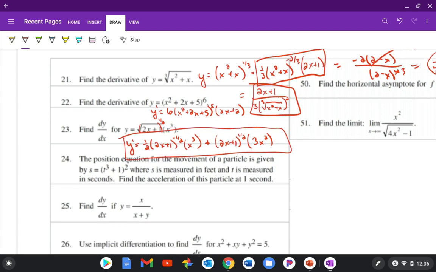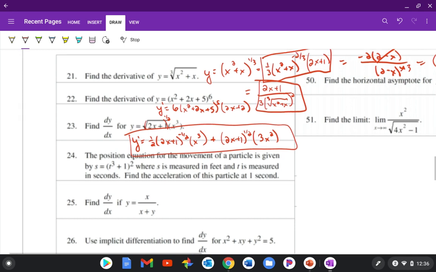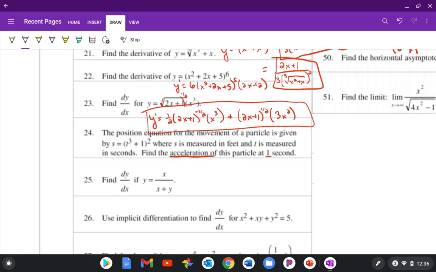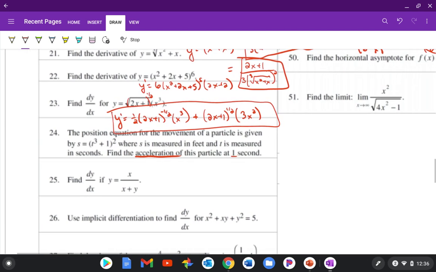The next one, position equation for the movement of a particle is given by this function s here, where s is measured in feet and t is measured in seconds. Find the acceleration. So I believe I told you in the introduction video, the acceleration is the second derivative of position. So we need to find the second derivative, and then we're going to plug in 1 because it's at 1 second. So first derivative, which we call s prime, that is equivalent to the velocity function v of t.